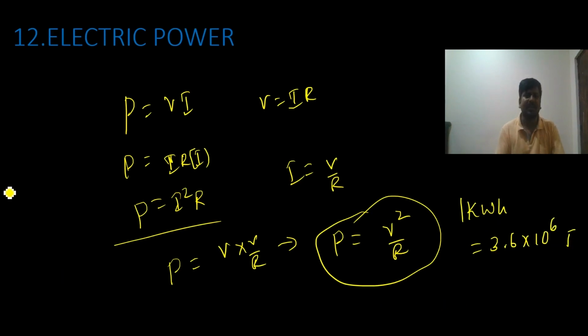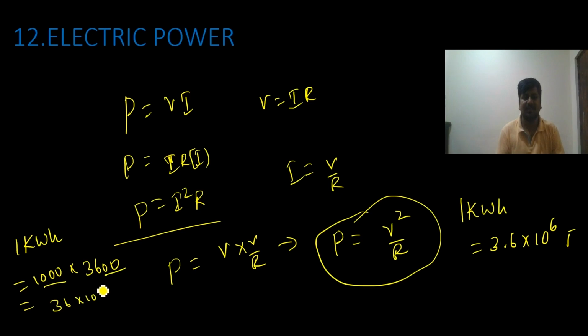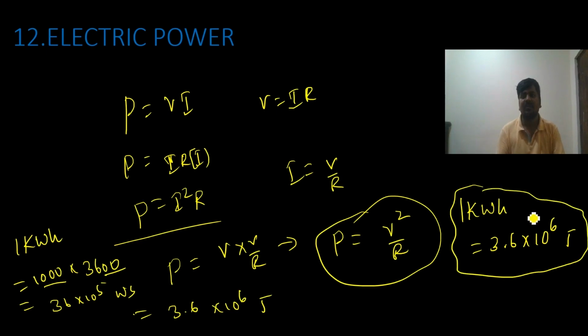Suppose you take 1 kilowatt hour, that is 1000 watts into 1 hour, equal to 3600 seconds. Then you can take 3.6 here, so 36 into 10 power 5 watt second. That is nothing but 3.6 into 10 power 6 joules. So that is the answer: 1 kilowatt hour equal to 3.6 into 10 power 6 joules. Watt second we can write, or simply joules also we can take. So this is about the electrical power completely. I hope you got to know.